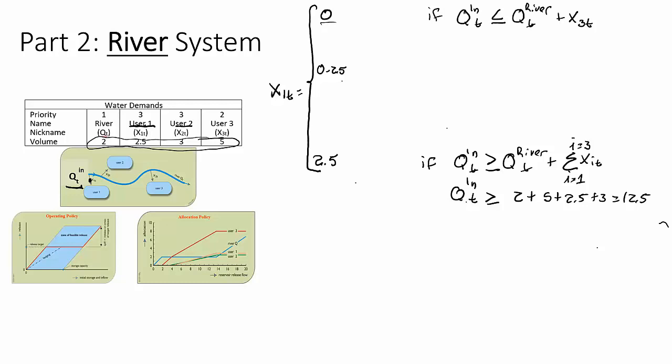When can it receive something in the middle? So this will happen when, and again, I'm going to put here this inequation, I'm going to invert it. So when Q in is, in this case, greater than Q river, so when the Q in is greater than 2, but it is less than 12.5, and 12.5 is this.